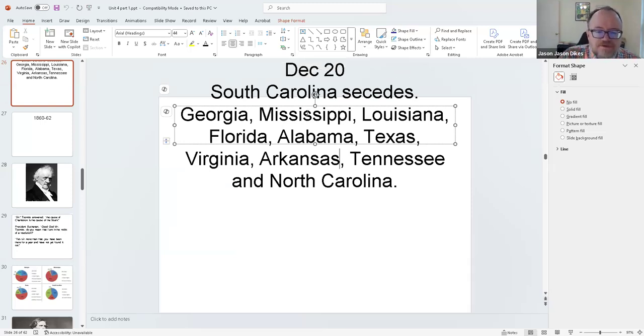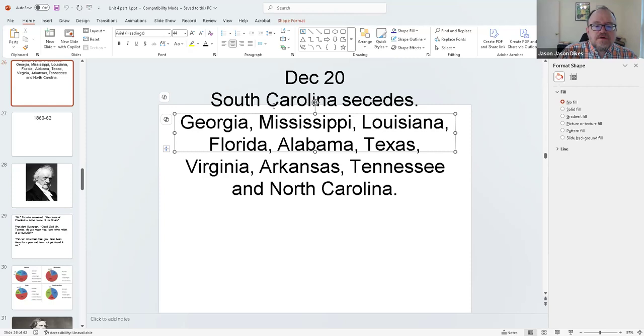We left off with the secession of these 11 states. We're going to talk about the border states here momentarily. Lincoln will not take office until March. Inauguration day used to be in March. Today it's in January, but it used to be in March.